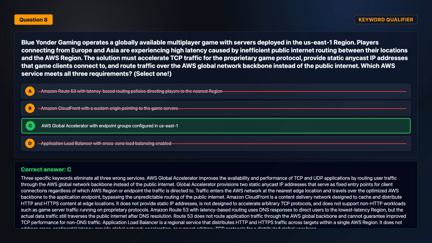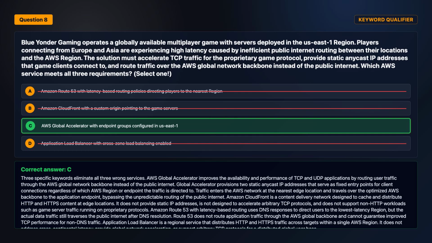Global Accelerator provisions 2 static anycast IP addresses that serve as fixed entry points for client connections regardless of which AWS region or endpoint the traffic is directed to. Traffic enters the AWS network at the nearest edge location and travels over the optimized AWS backbone to the application endpoint, bypassing the unpredictable routing of the public internet.